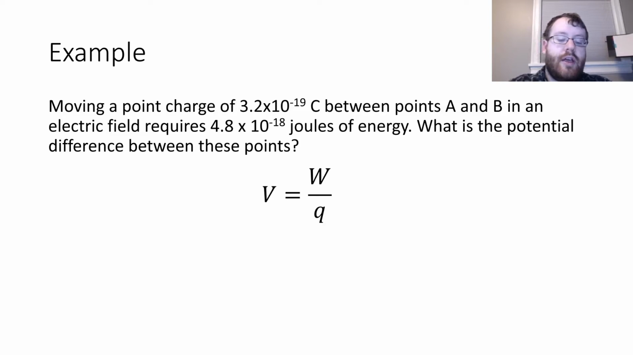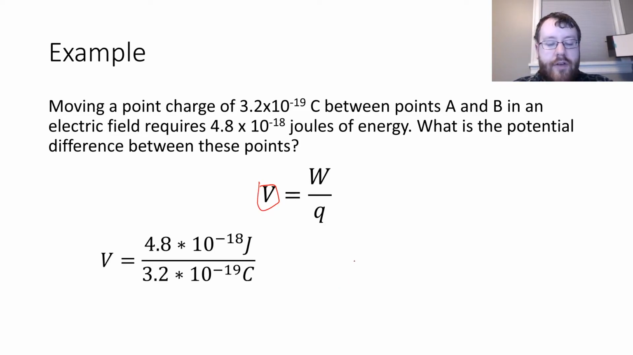So we're going to be calculating the V over here. All I have to do is plug in my values for work, which is the energy over here, so the joules, and then the charge at the bottom. And when I do the math out, I get 15 volts of potential difference.